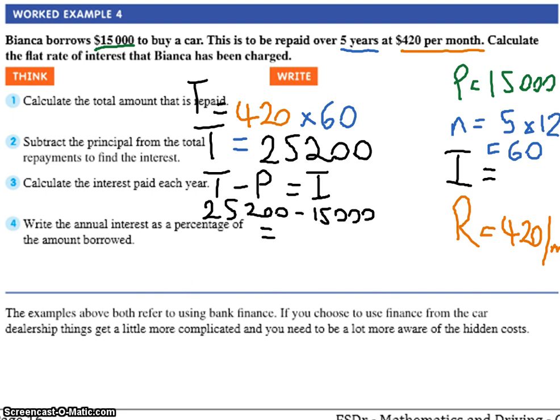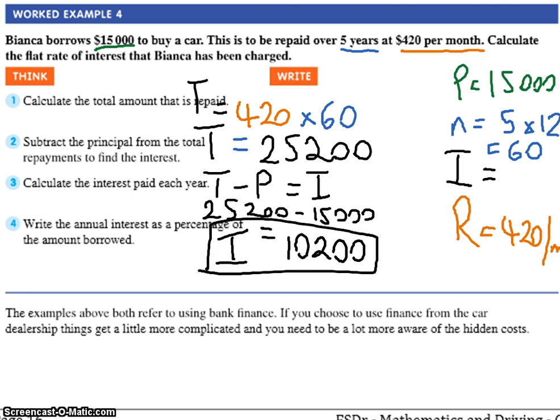What's it give us? 10,200. I don't know why, but that didn't work out. So we now know that the interest that she paid on this loan is $10,200. Is everyone happy with that?